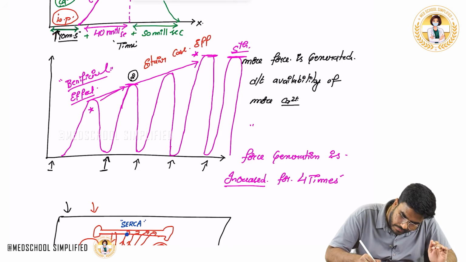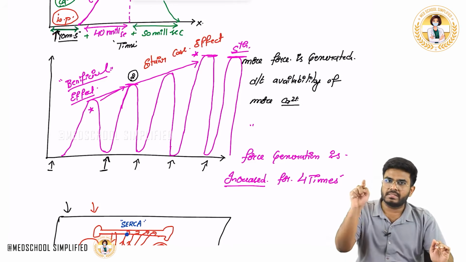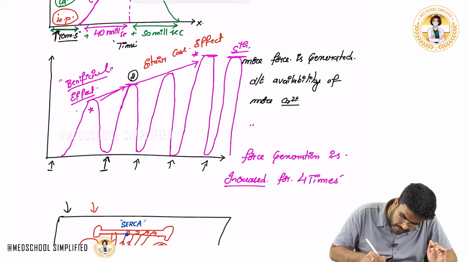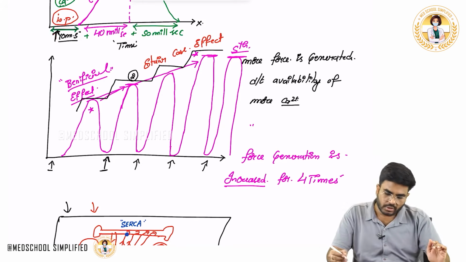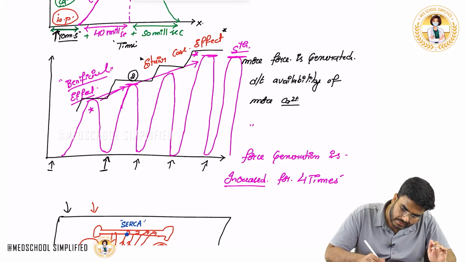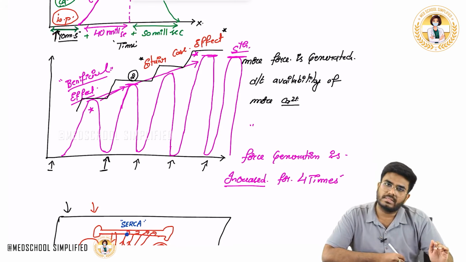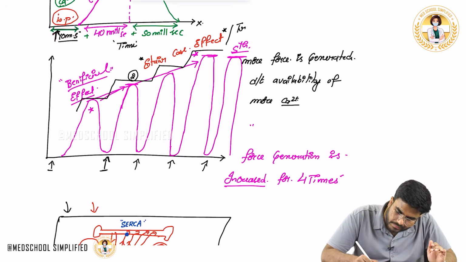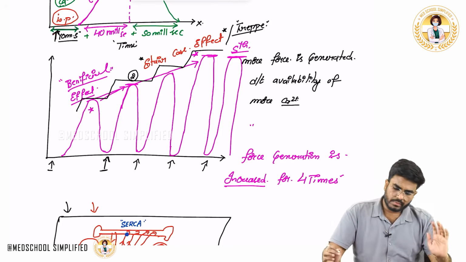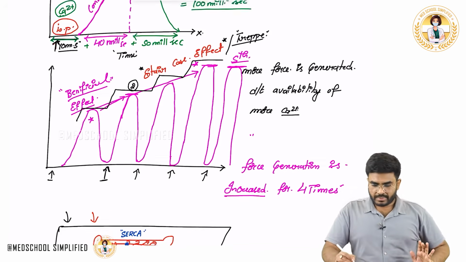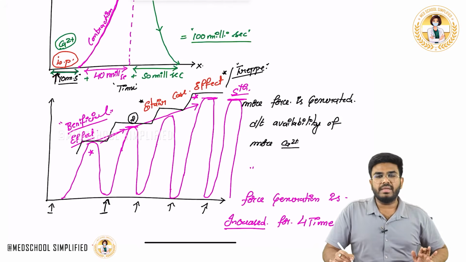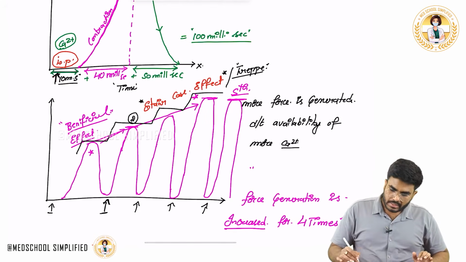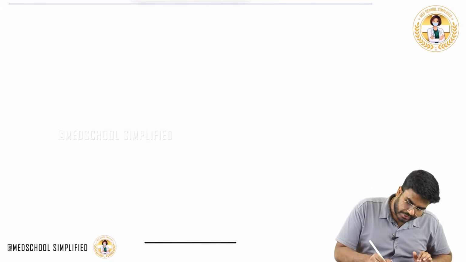staircase effect, because you are seeing it increasing. When compared to the first, the second is increasing, third is increasing, and fourth is increasing. This is called the staircase effect, seen in skeletal muscles. The same effect in the myocardium is called treppe. I have explained what exactly the staircase effect or treppe is. It's because of the greater availability of calcium. Now let me explain one more thing here.